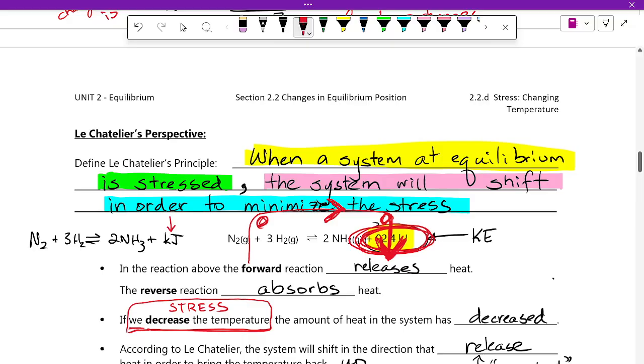If temperature goes down, that means the kinetic energy goes down. Yes? Which means that essentially this is going down, right? And then we draw our arrow going across, head to tail. We are now going to be producing kinetic energy to bring the temperature back up. Yeah?